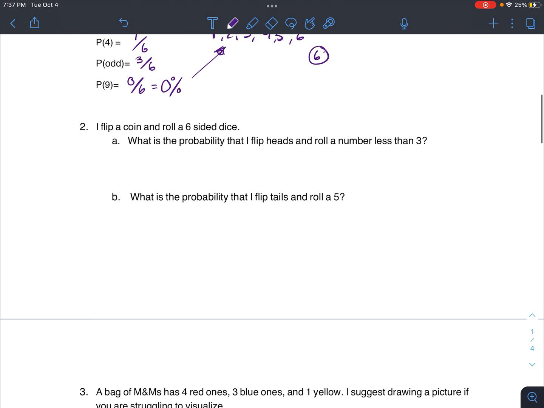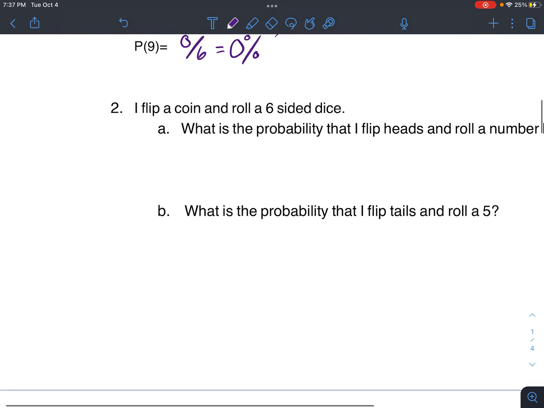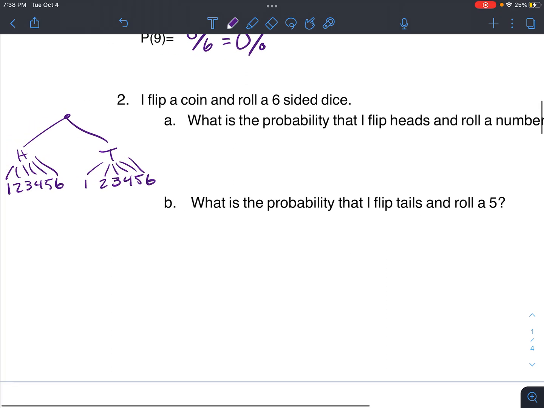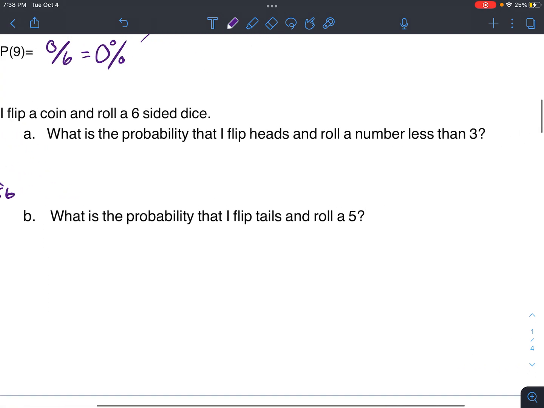So now what we're going to do is flip a coin and roll a six-sided die. Let's actually set up what this might look like. We have our original, and we can make this tree of heads and tails for flipping a coin. And then all of our possibilities after that. There's a few different ways we can do it. We could do it looking at a tree, or we could just do it based on probabilities.